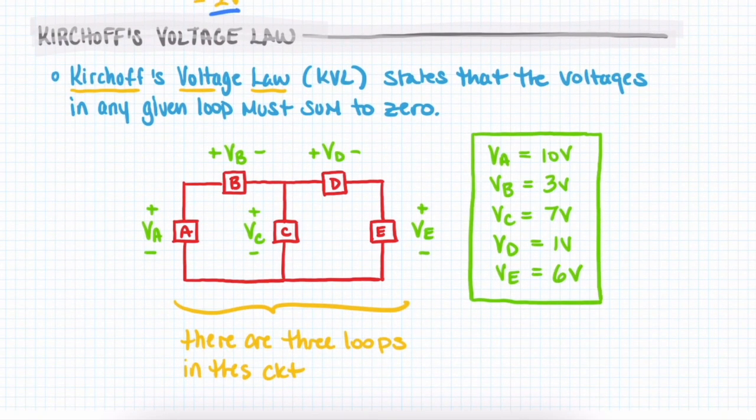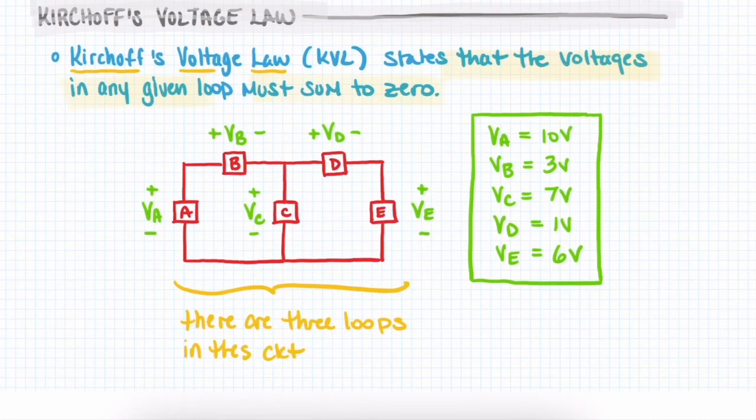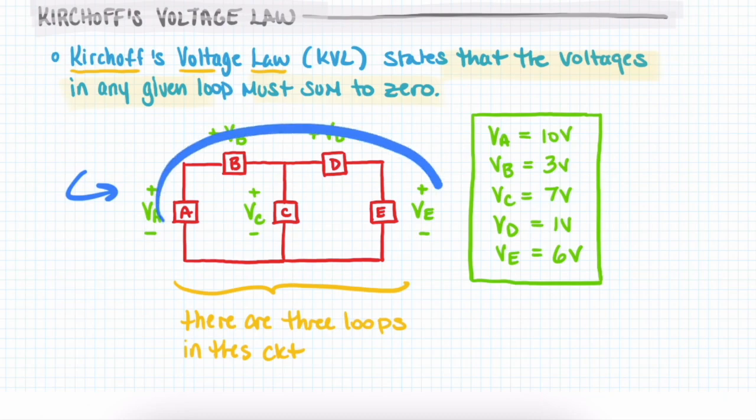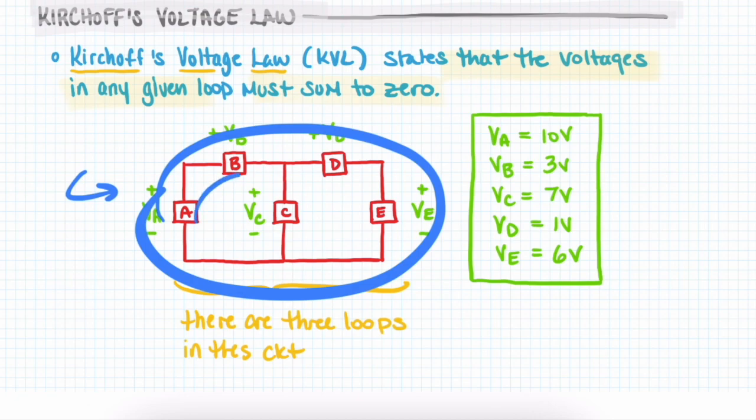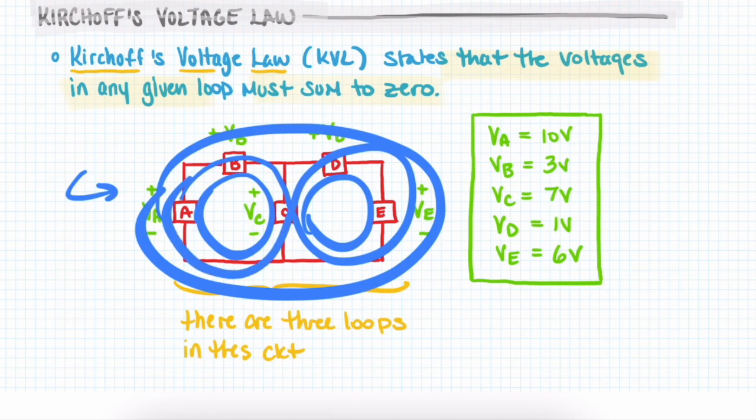Kirchhoff's voltage law states that the voltages in any given loop must sum to 0. And the funny thing about this is there's lots of different ways to describe loops in a circuit. So if we take a look at this circuit right here, how many loops do we see? All right, we obviously see the outer loop. We have an inner loop here, and we have an inner loop here. Something like this infinity symbol would not be considered a loop, right?